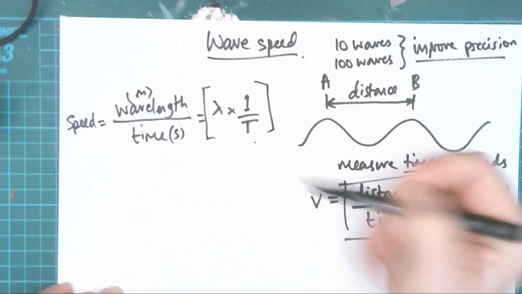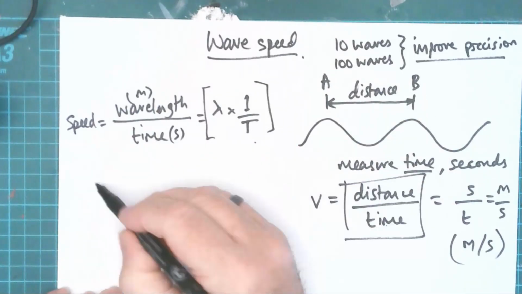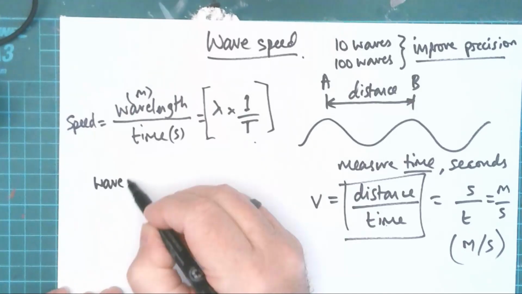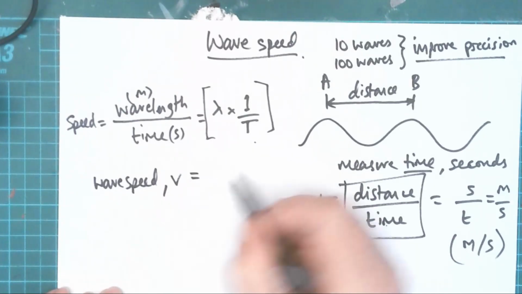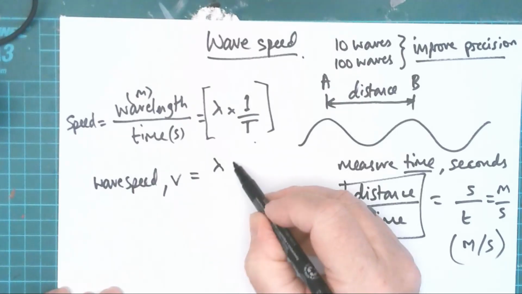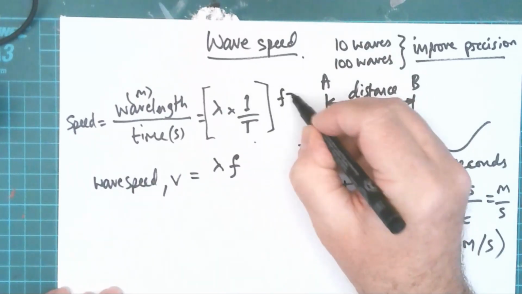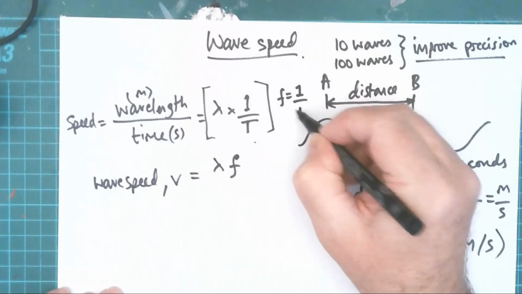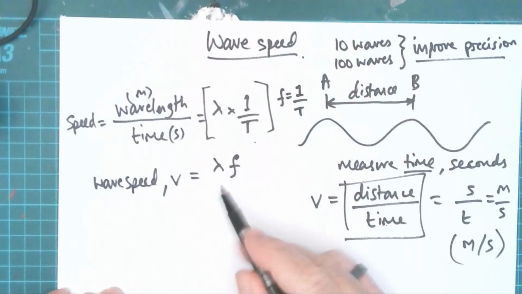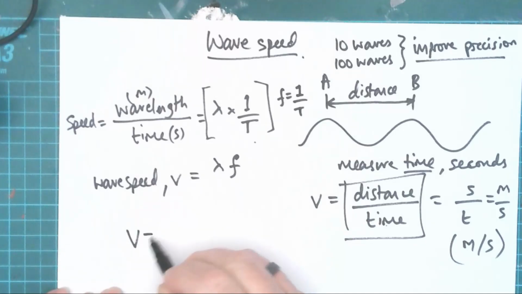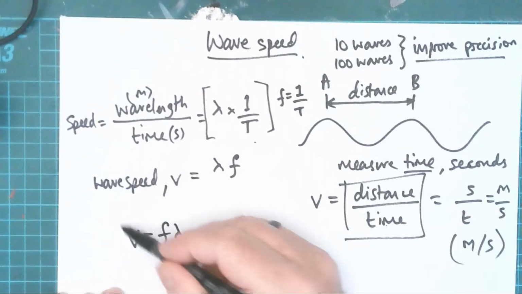And if I remember that 1 over t is the same thing as f, I get wave speed v equals lambda times frequency. Okay, because frequency is that. We tend to write it the other way around though, so we've got v equals f lambda, and that's the equation that you need to know for wave speed.